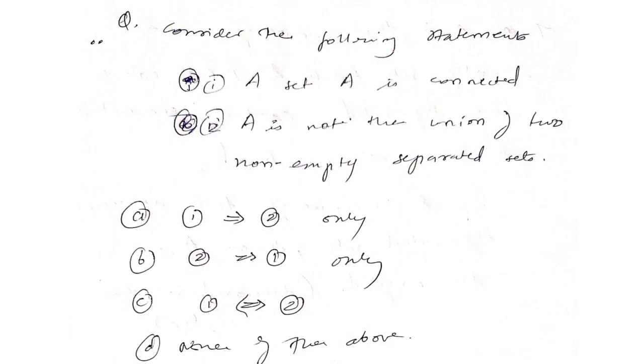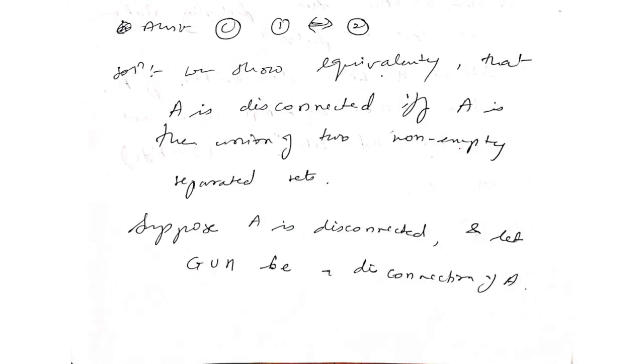The statement is that a set A is connected if and only if A is not the union of two non-empty separated sets. So we can prove it as: A is disconnected if and only if A is the union of two non-empty separated sets. We can prove it in negation form. Okay. So we will prove this part.